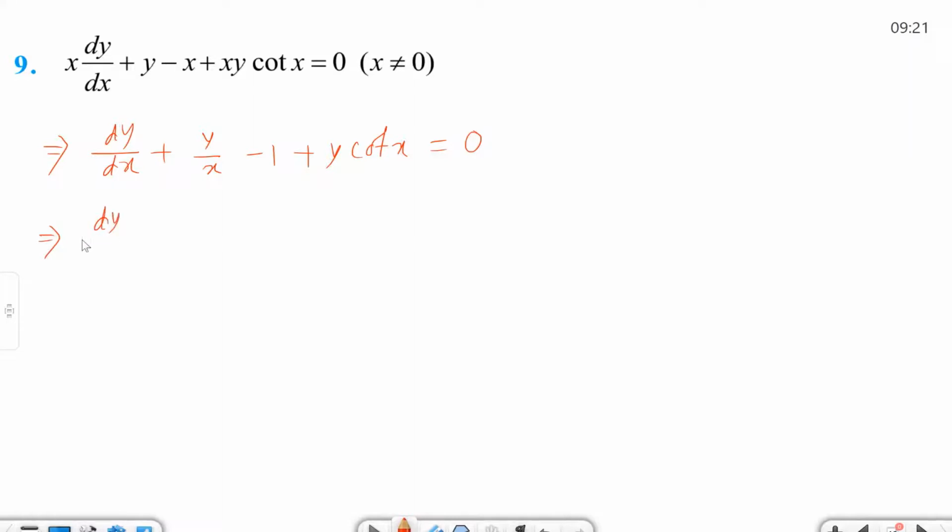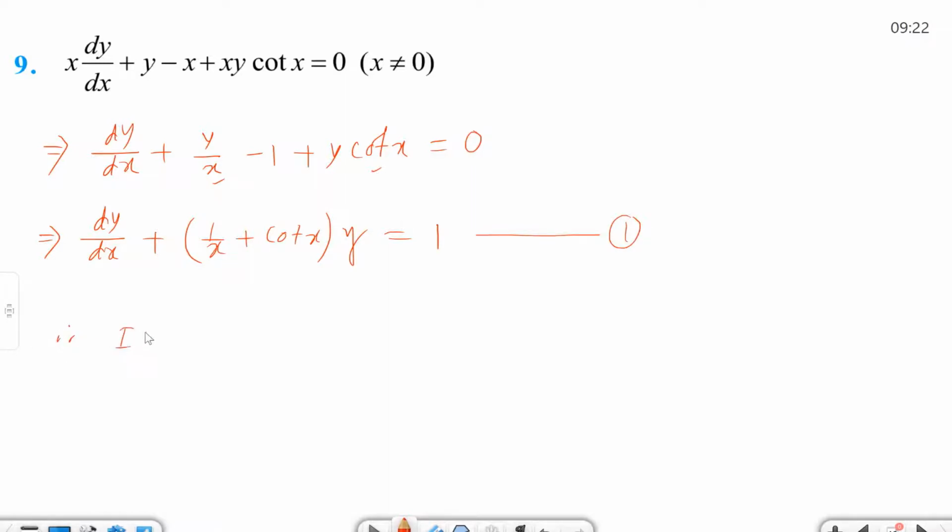Dy/dx is already there, then plus this term and this term has y. I can write it as 1 by x plus cot x whole into y, is it not, and on the right hand side it is simply a constant. Now you see Q is a constant, and this is P. So this is your linear differential equation. Then find the IF.